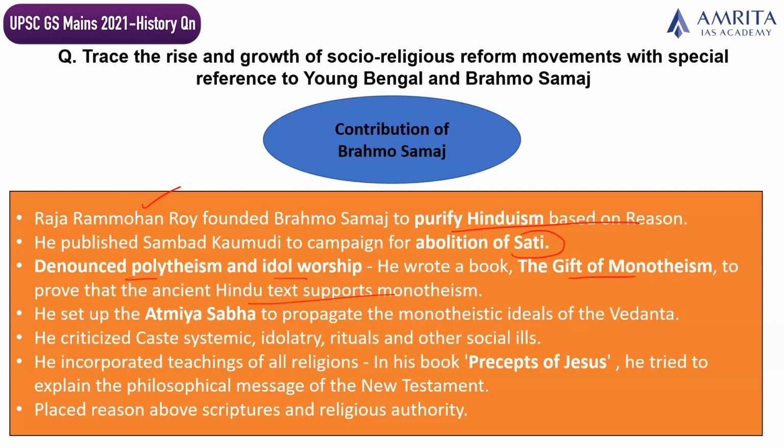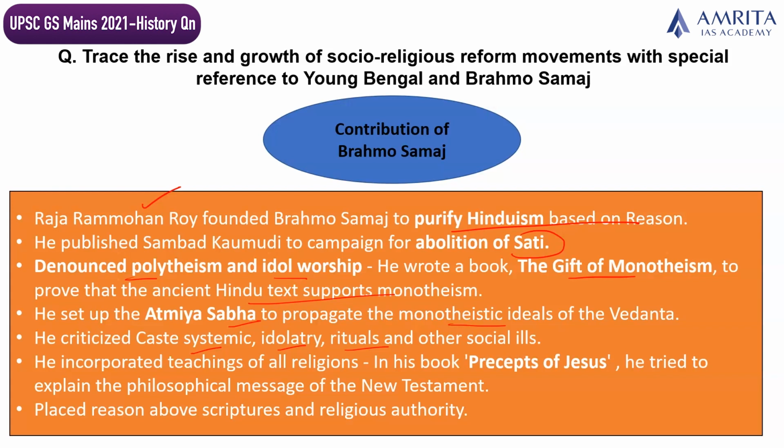Apart from Brahmo Samaj, students, Rajaram Mohan Roy also set up another organization, that is Atmiya Sabha, wherein he wanted to propagate the same idea of monotheism. Also, students, as I had told you, Rajaram Mohan Roy attacked the Brahmanical orthodoxy, and hence, as a part of it, he criticized the caste system, the idolatry and the rituals which were prevailing as a part of Brahmanical culture.